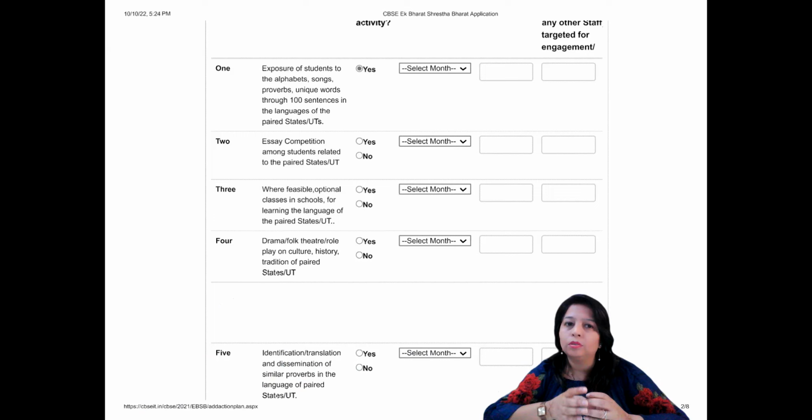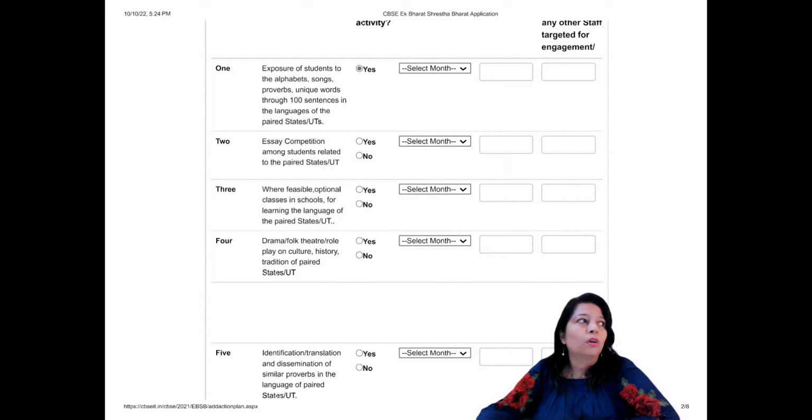तो हमारे जो बच्चे हैं उनके लिए एक्टिविटी कंडक्ट करानी है कि वो उस पेयर्ड स्टेट की जो लैंग्वेज है उसके अल्फाबेट के बारे में, अगर लैंग्वेज सेम तो एटलीस्ट वहां पर बोले जाने वाली जो प्रोवर्ब्स हैं उनके बारे में, यूनिक वर्ड्स के बारे में, वहां के सॉन्ग्स के बारे में अगर हम कुछ एक्टिविटी करवाएंगे, तो उससे रिलेटेड how many children will be taking part in that activity we have to mention. कितने टीचर्स उस एक्टिविटी को कंडक्ट कराने के लिए इन्वॉल्व रहेंगे, we have to mention that. Number 2, we need to select the month as well कि कौन से month में हम ये activity conduct करवाएंगे, right? So this is a mandatory activity, right?